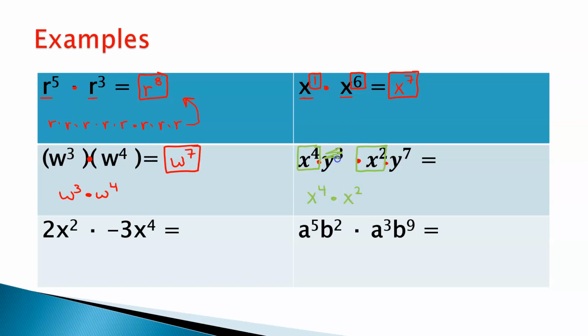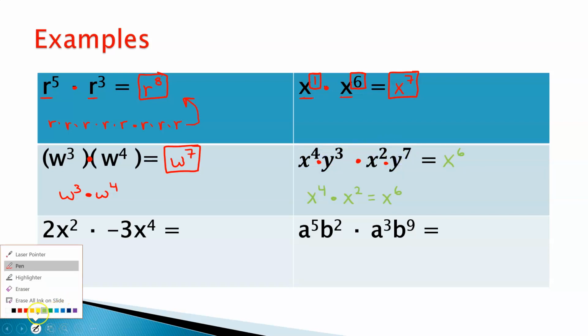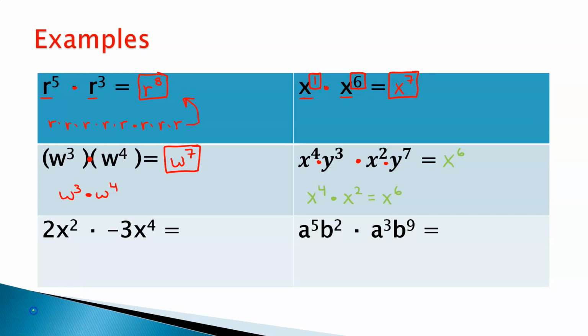I'm actually going to cover up the y's for a minute, pretend they were never there. Well, if I know that I have x to the fourth times x to the second, I can just quickly add those exponents and I'll get x to the sixth. That is going to be the first part of my answer. And guess what we're going to do now? We're going to go back and do the same thing, but this time with the y's. And again, I'll show my work here on the side. Let me pick a different color that kind of stands out.